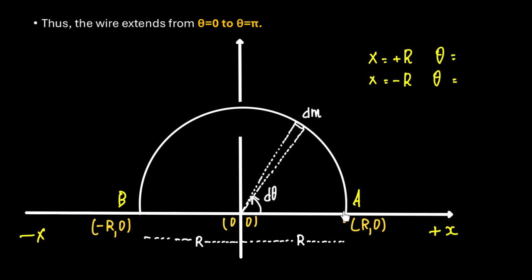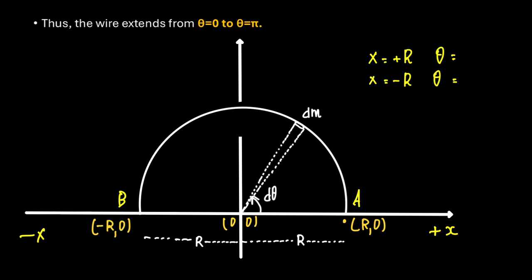So from the right to the left, the coordinates vary from x equal to r to x equal to minus r. Now, what is the corresponding variation of theta? See, d theta is the small angle which represents the polar position of a very small element of mass dm. All right, it's a very small angle.